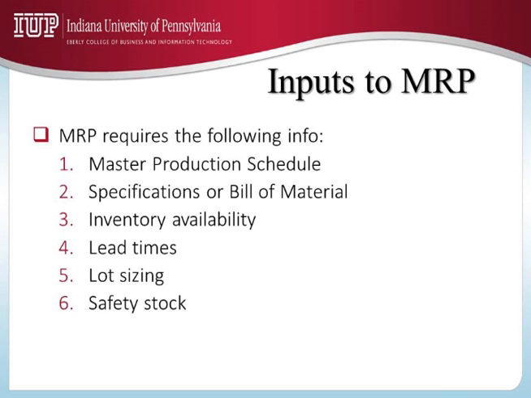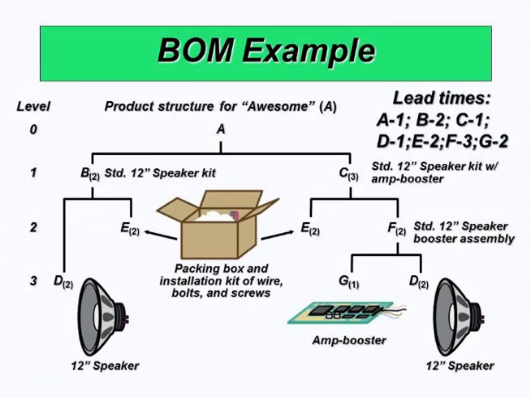Hi, we have already discussed the 6 inputs to MRP: the MPS, the bill of materials, the inventory availability or the inventory status, the lead times for each of the components, raw materials, sub-assemblies, final assembly, all of that. Lot sizing, safety stock, if any. So once we have these 6 inputs to MRP, now we need to see how the math in the MRP system works. Let's start with this example of a bill of material.